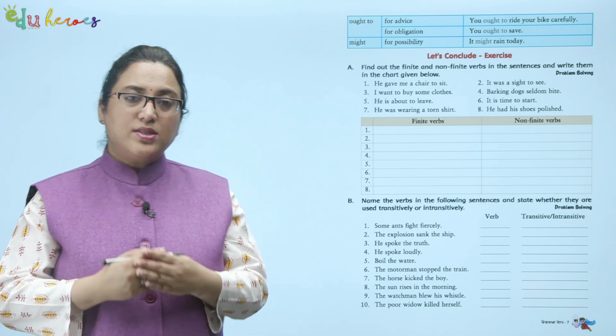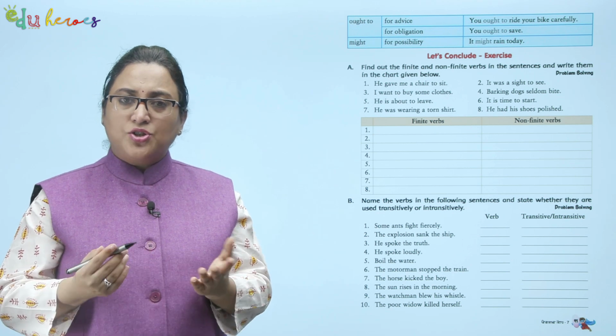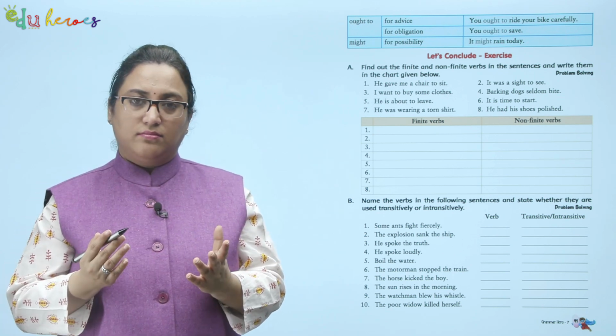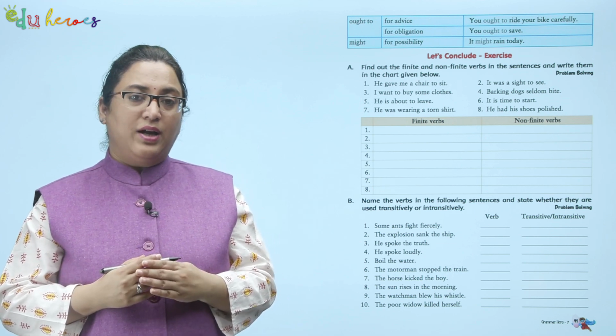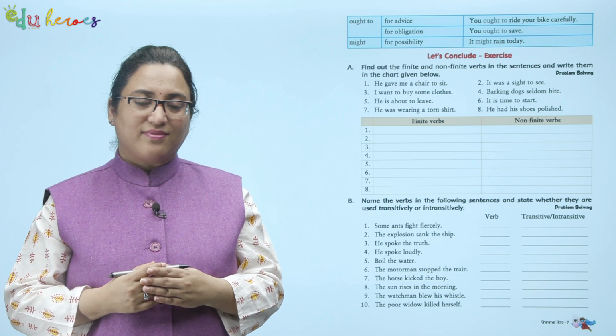Might is used for possibility, which is not sure. It might rain today. It might not also. So, here it clearly implies possibility.